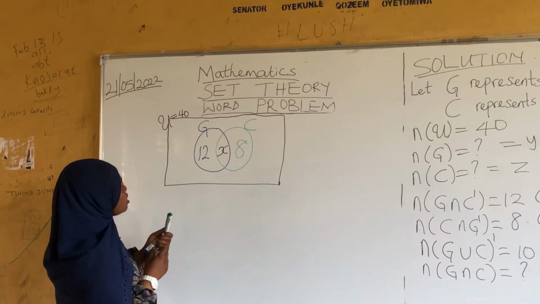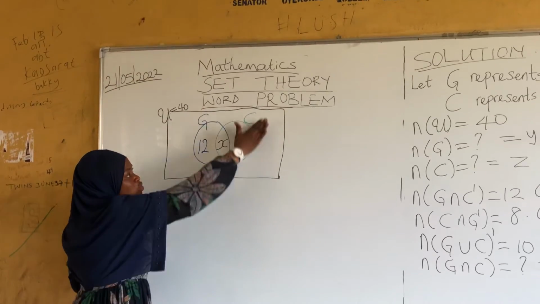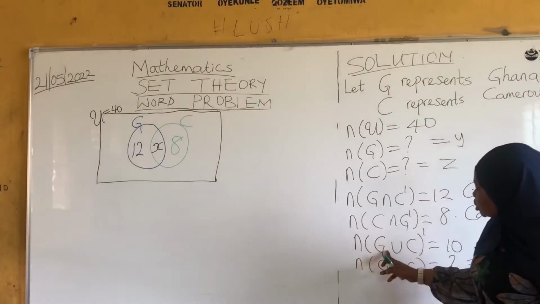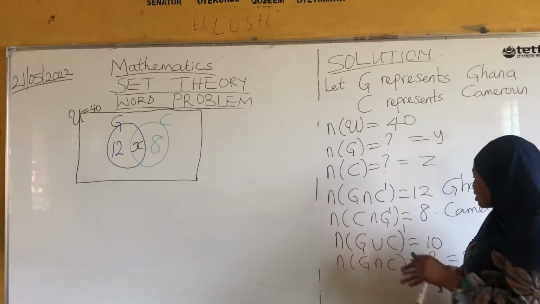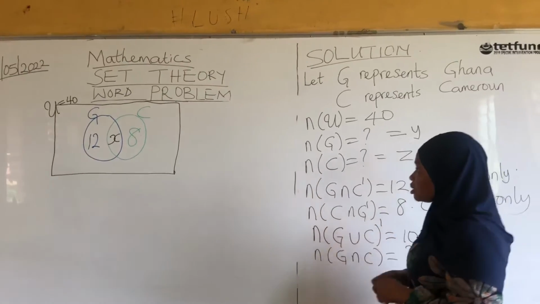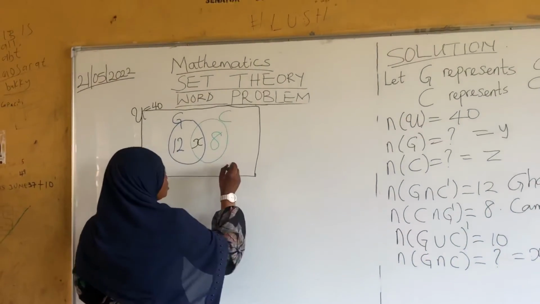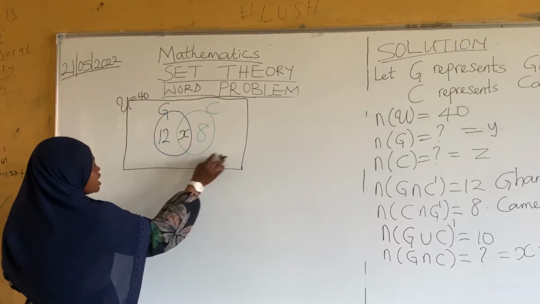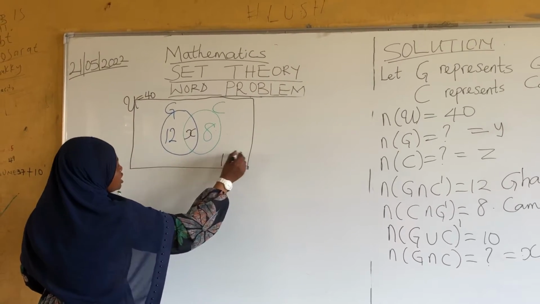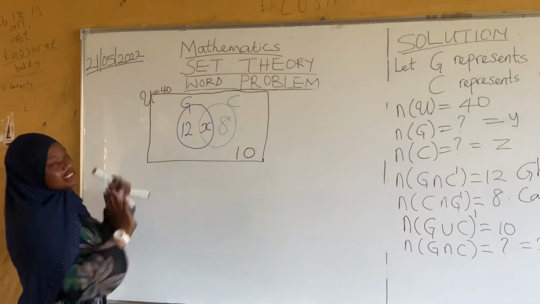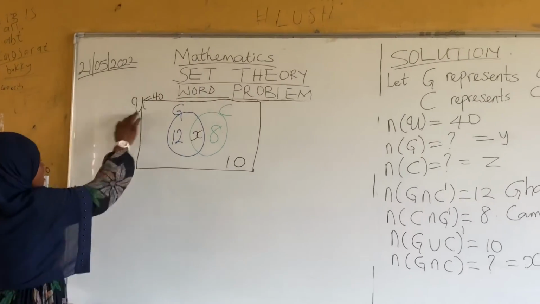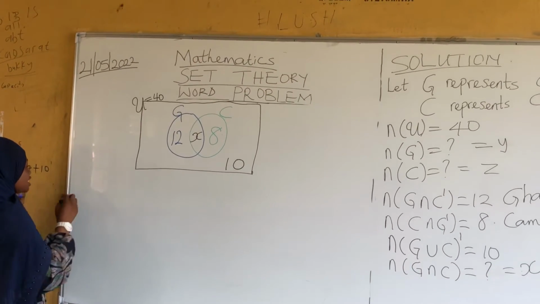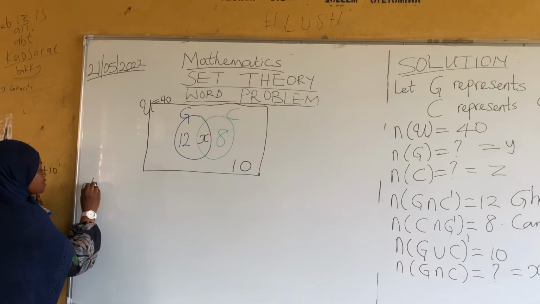So write X there. So those that have not traveled to any of the two countries, this is it. That is the coordinate of G union C, close the brackets, then you put prime there. They were given to be 10. So this place, you can write it anywhere, you can write it there, any place. But let's write it there.